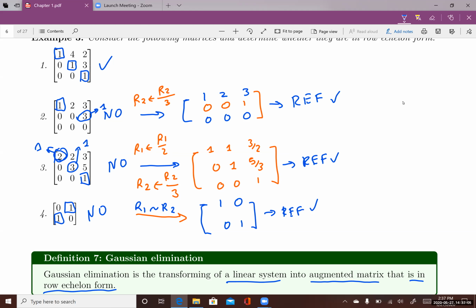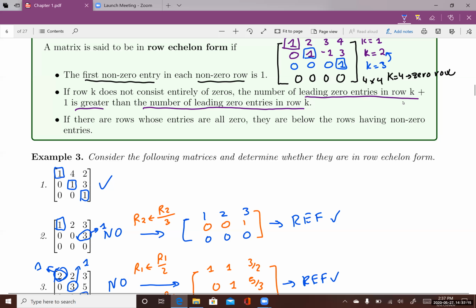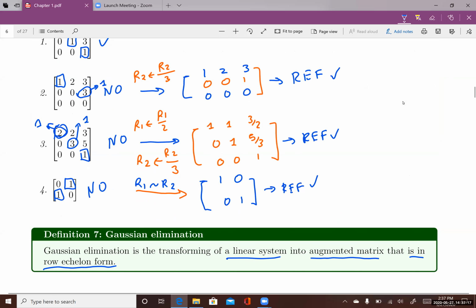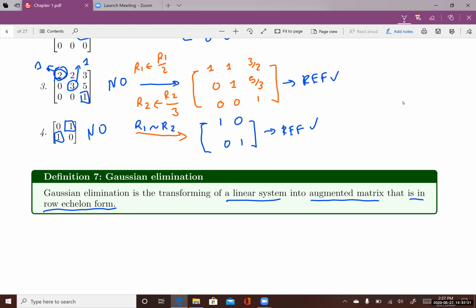So as you can see, given any matrix, you can always transform it into its row echelon form by these definitions. All right, and again, Gaussian elimination is a process where you transform a linear system into its augmented matrix, and then you transform this augmented matrix into the row echelon form.